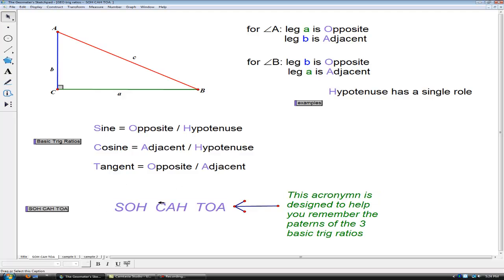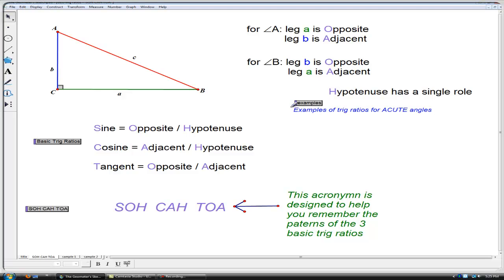And this acronym, SOHCAHTOA, is used by all kinds of math classes and math teachers all over the place. Notice that the capital letters: sine equals opposite over hypotenuse gives us our SOH. Cosine equals adjacent over hypotenuse gives CAH, and tangent equals opposite over adjacent is TOA. Maybe it will be helpful. I think for most people it is. Let's look at a few examples of trig ratios.